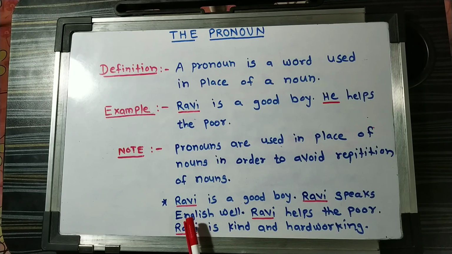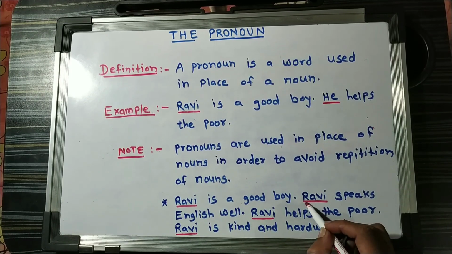In the first sentence, we have to use the word Ravi, but in the second one, we have to avoid the use of Ravi. Similarly, in the third one also, and finally in the last one also, we have to avoid the use of Ravi. Why? Because it makes us bored. So in order to avoid repetition, we can take pronoun, that is he. So instead of Ravi, we have to take he in the second, third, and in the fourth sentence.